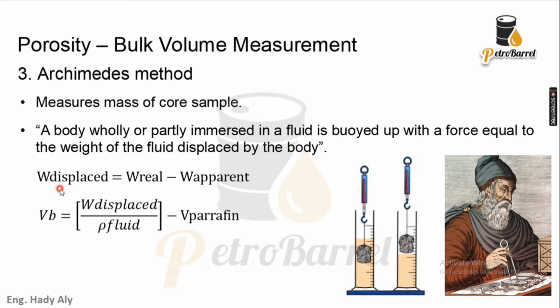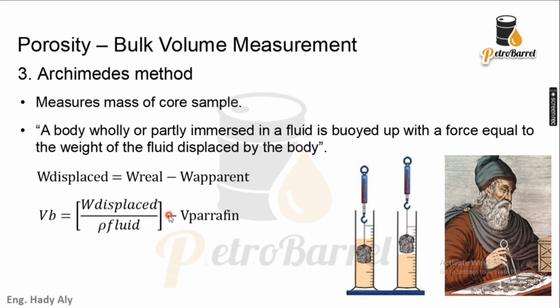So the displaced weight helps me a lot to get the value of the bulk volume. How? I know from the relation of the density, the density of any fluid equals the mass divided by volume. So if I put the density here and get the volume here, this is correct, by the way. So the volume equals the displaced weight or mass divided by the density. So here, to get the value of bulk volume, we take the displaced weight and divide it by the density of the fluid, for example water, if I used water in this graduated cylinder, okay?